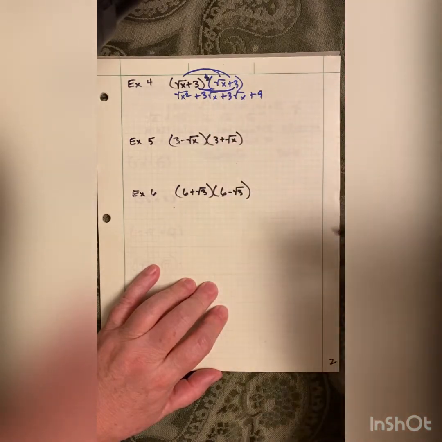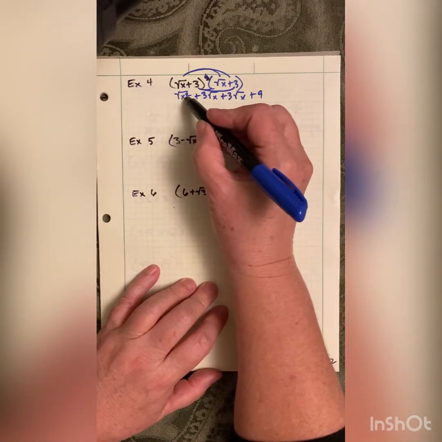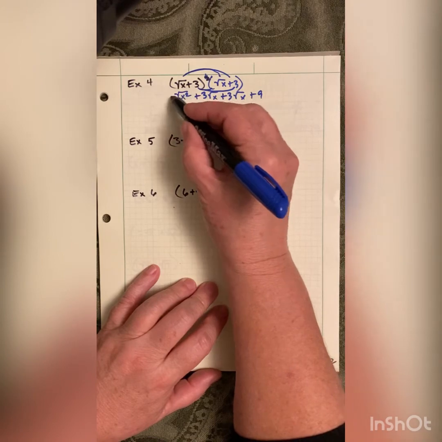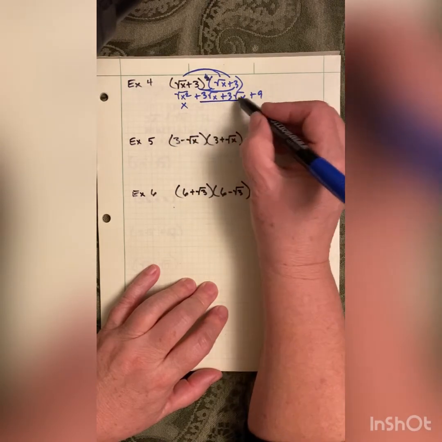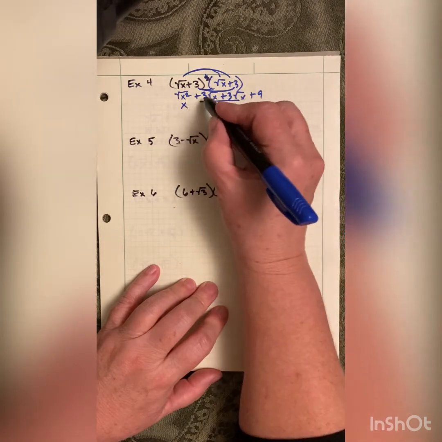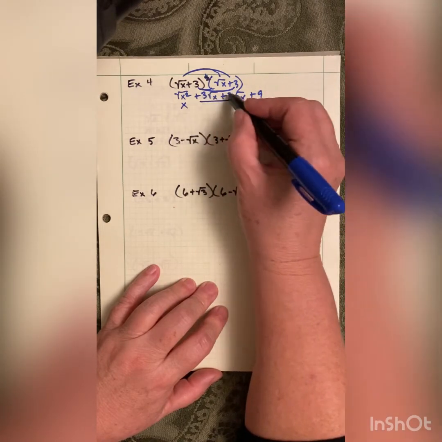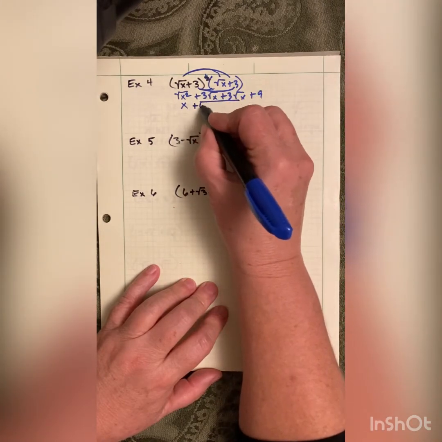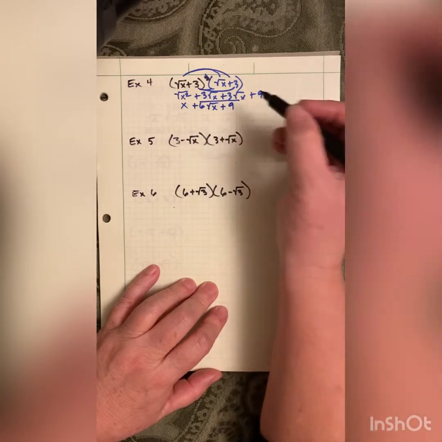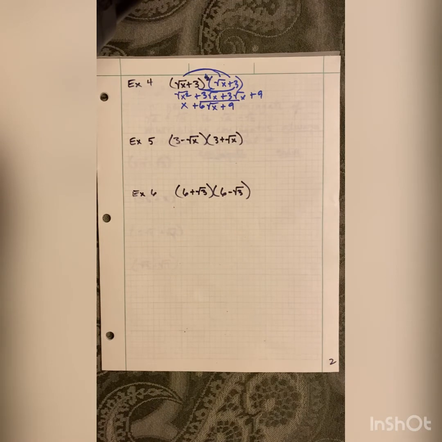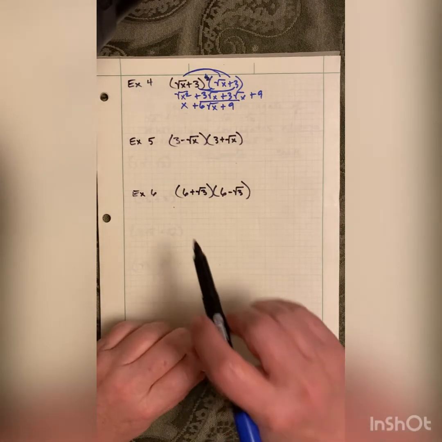Okay, so let's clean that up. Square root of an x squared, those guys will cancel each other out, leave me an x. These guys here are like terms, right? So add together the coefficients there. So plus 6 square root of x. And then I have the plus 9 on the back there. And that is it. Okay, next one here.